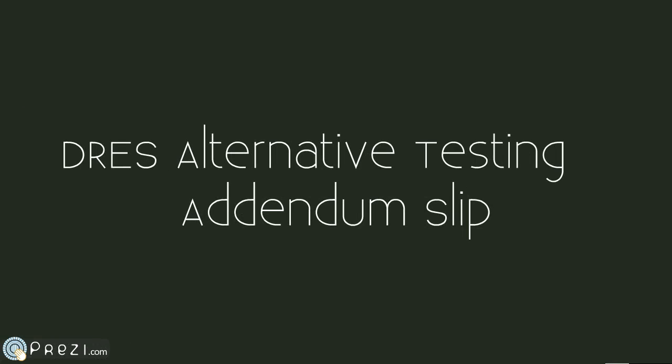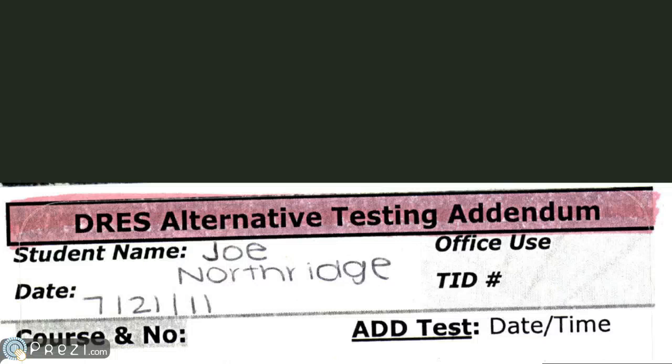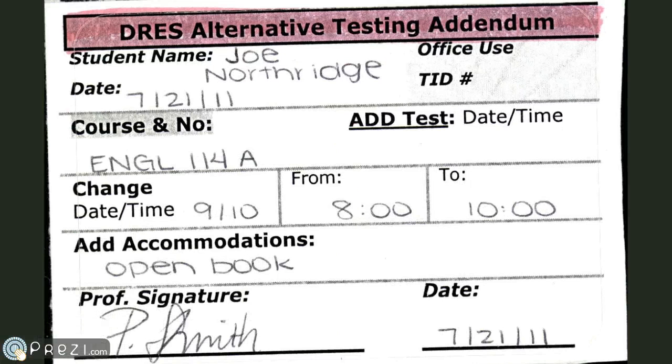DRES Alternative Testing Addendum Slip. If for any reason you need to change or add a testing date, you can use a DRES Alternative Testing Addendum Slip. Fill out your name, date, course and number. Note the date and time change from your initially scheduled test date to your newly scheduled test date.